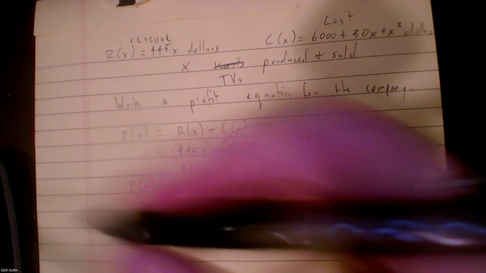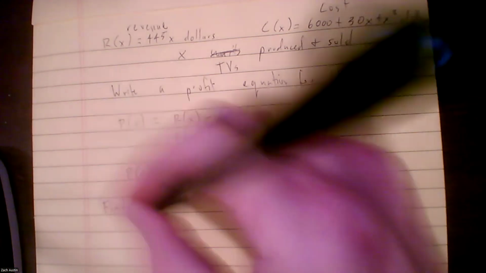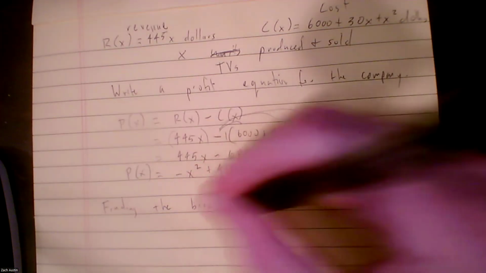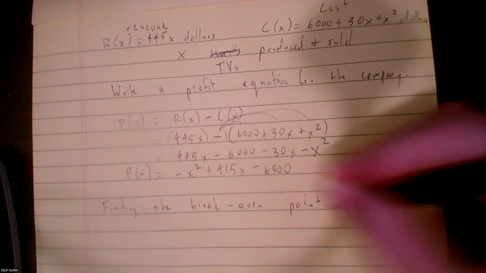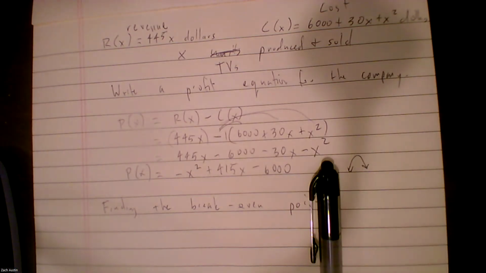Let's start by finding the break even point for this company. The break even point means exactly what it sounds like it means. It's the point where you're making as much money as you're spending, where your revenue and your costs are equal.